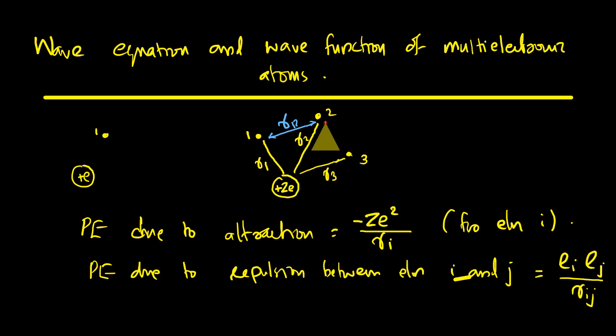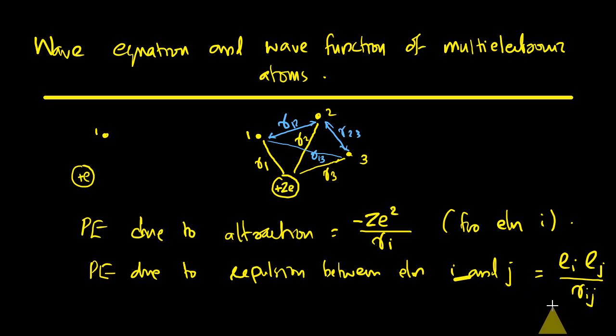Distance from 2 to 3 is R23, and distance from 1 to 3 is R13. Okay, so the distances Rij that you are seeing in this expression have the meaning of distance between 1 and 2, or distance between 2 and 3, or distance between 1 and 3, etc., depending upon the number of electrons.